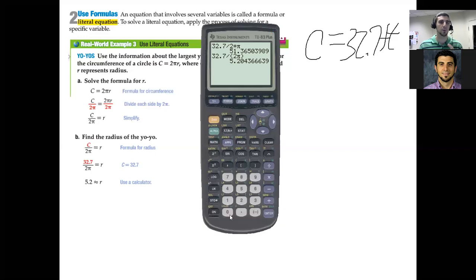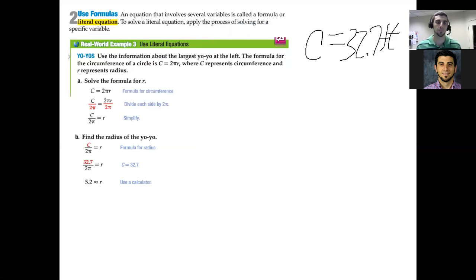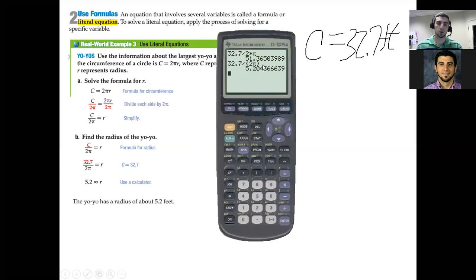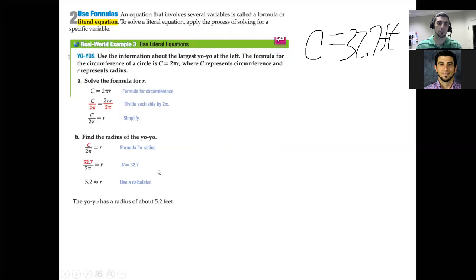Okay, so just be careful that you don't put it in wrong and assume that the calculator knows what you mean. The parentheses are your best friend in a lot of situations here. Okay? All right, so the yo-yo has a radius of about 5.2 feet. Now, of course, we saw the decimal goes out a whole lot longer than that, but all right.